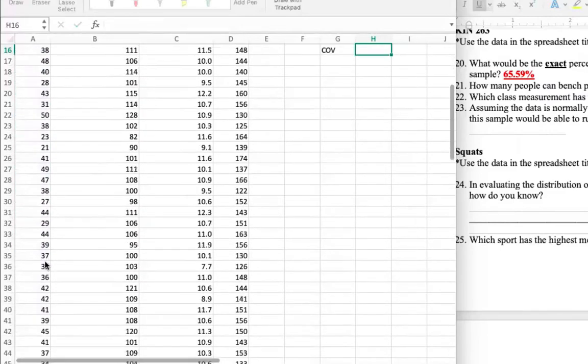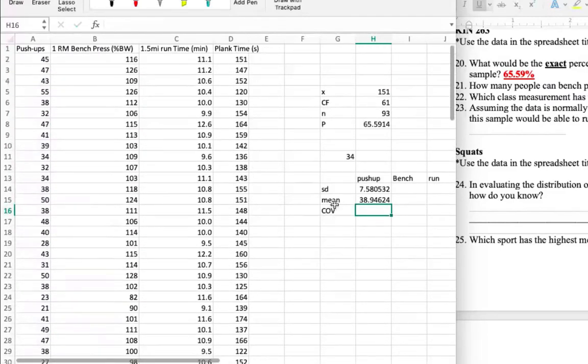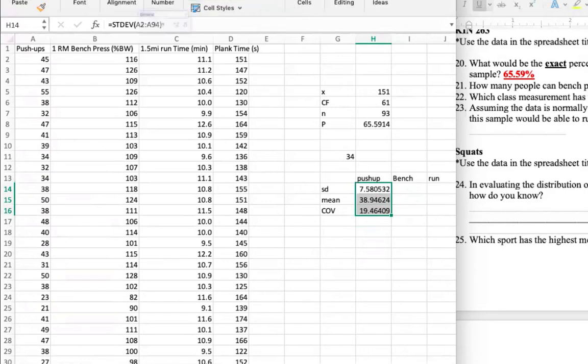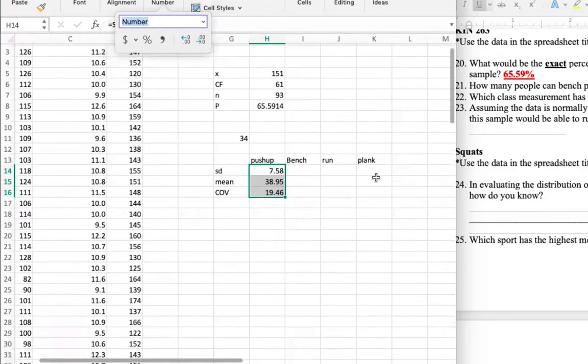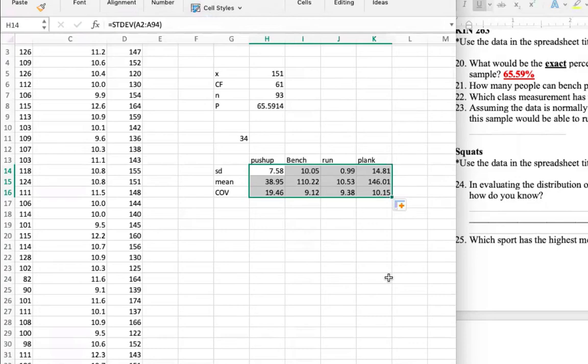Okay, and then how do we calculate coefficient of variation? Divide these two. Yep, and multiply by 100 to get a percentage. Right, oh crap, it went away again. Okay, so let's say this is 19%. I'm gonna make these a little less busy by decreasing our decimals. All right, but once we get these general calculations, all we have to do is copy them over.